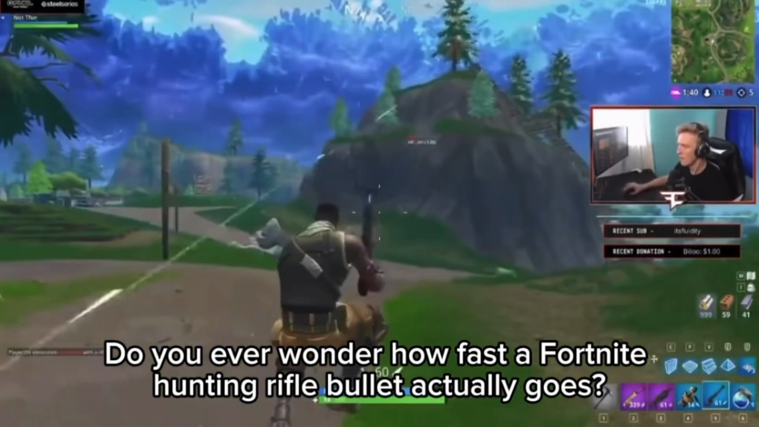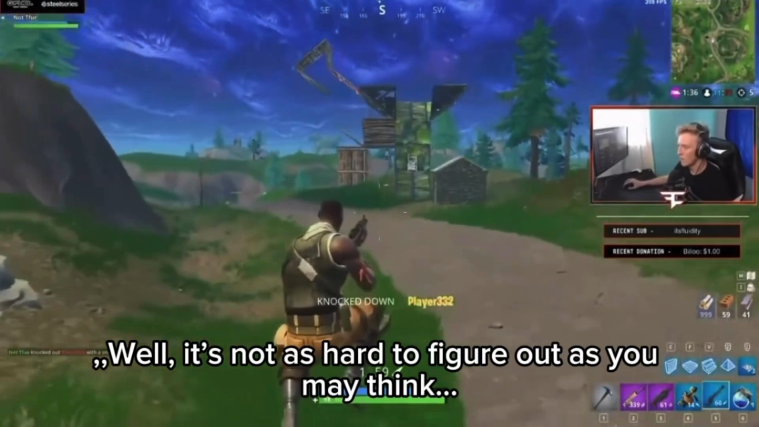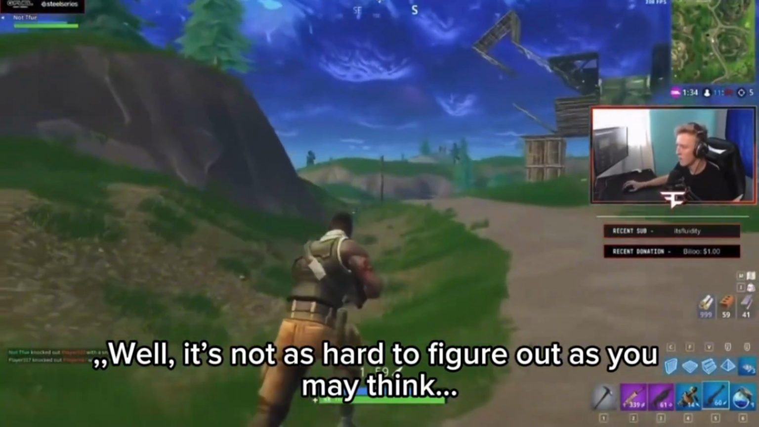Do you ever wonder how fast a Fortnite hunting rifle bullet actually goes? Well, it's not as hard to figure out as you may think.